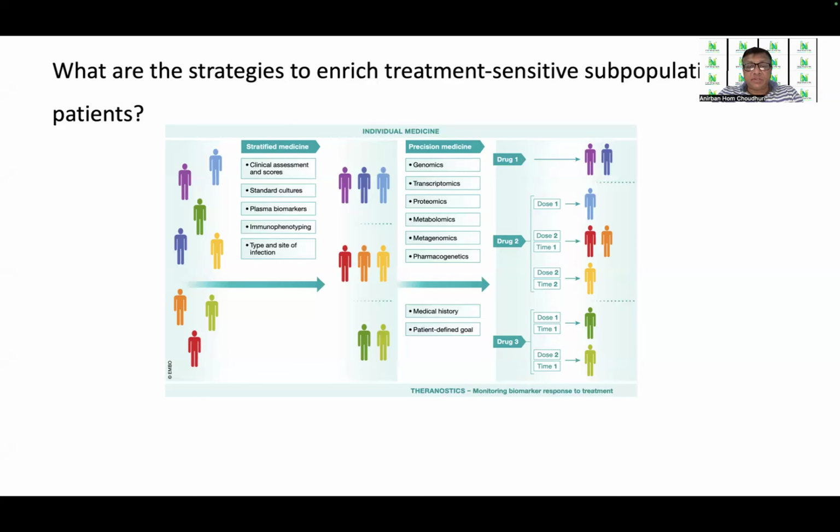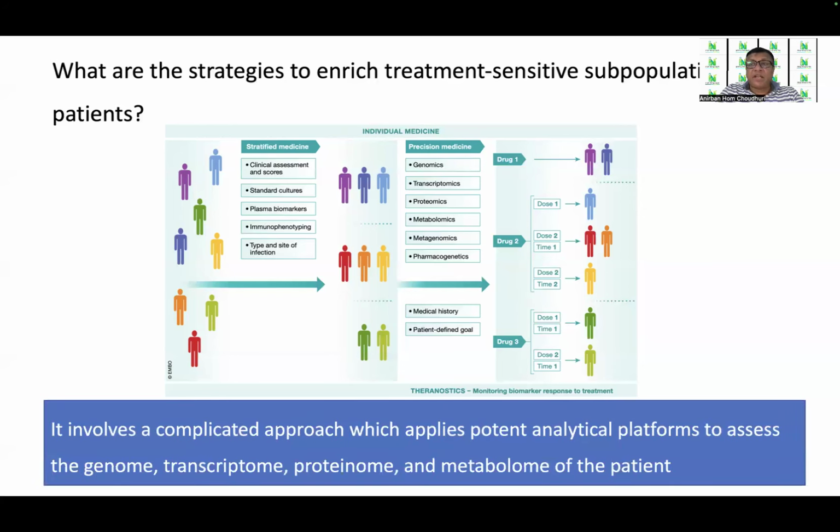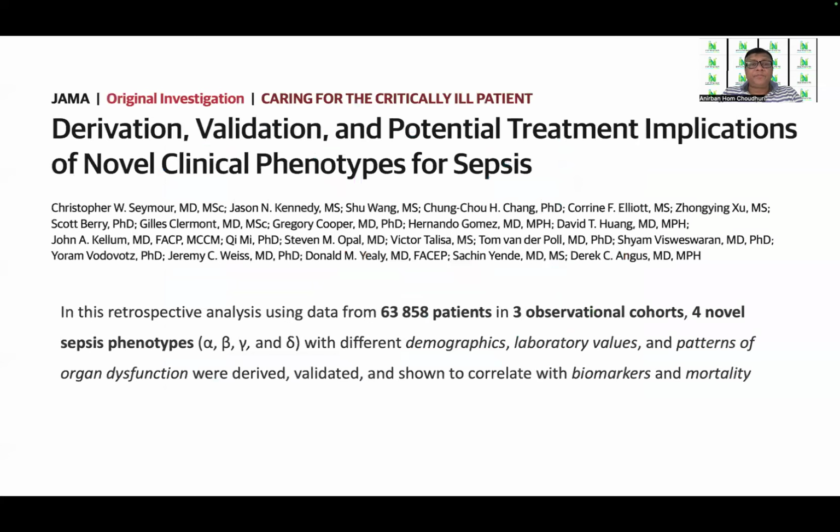And there is a branch of theranostics which looks at monitoring the biomarker response to treatment. So the entire research on sepsis has been directed towards this personalized medicine approach. And therefore, as you can understand, this is a complicated approach, not so easy to understand and fulfill, because it applies potent analytical platforms to assess the genome, transcriptome, proteome, and the metabolome of the patient.